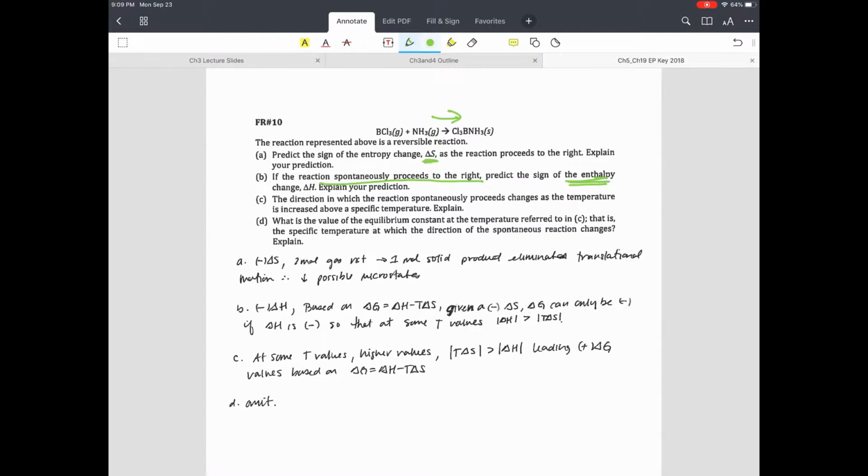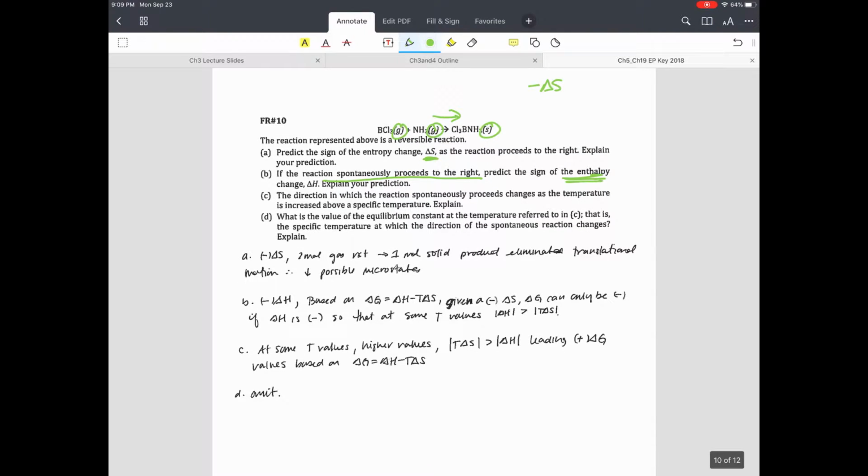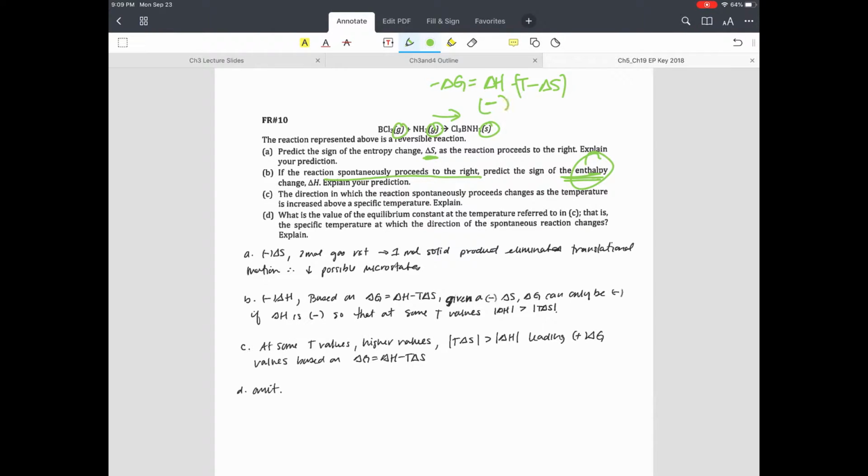Here, we predicted delta S already. We have gas to a solid, so we go from 2 moles of gas to no moles of gas, which means negative delta S. And I know it proceeds spontaneously, which means negative delta G. So then, what does that mean? Is there a sign that enthalpy must be? Ding, ding, ding. It must be negative.